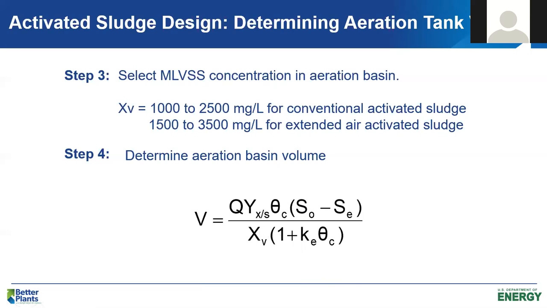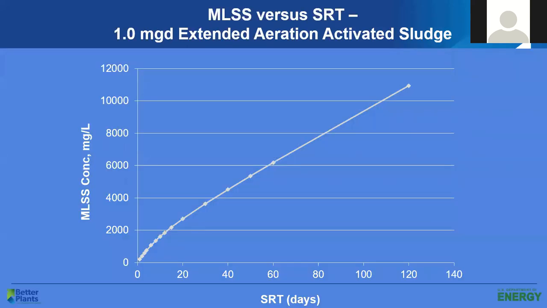So very important design and operating relationship. But if we use that equation and we calculate MLSS versus SRT, what I've done is I said, okay, let's assume we've got an extended aeration activated sludge process. It's designed and operating at 1 million gallons a day. We're treating medium strength municipal wastewater.